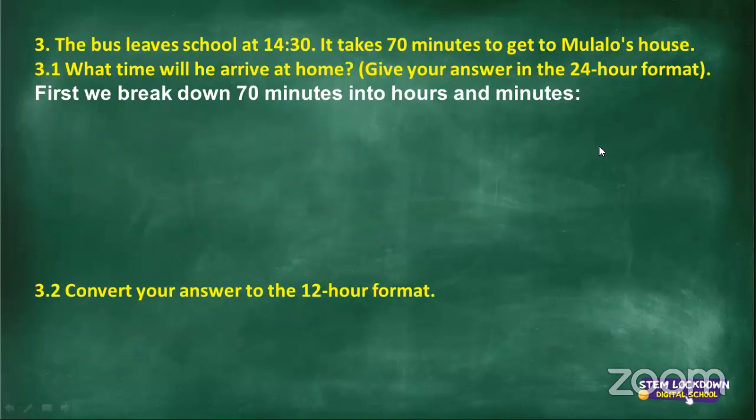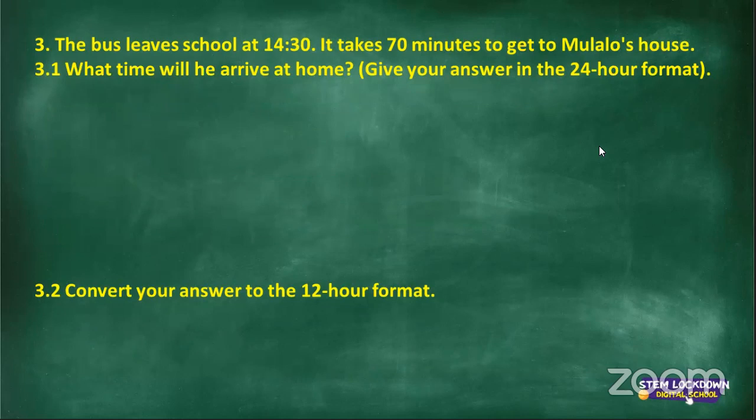So I'm doing it. The bus leaves school at 14:30. It takes 70 minutes to get to Mulalo's house. So your starting point here is 14:30. That's the first time you have. You have hours there, which is 14, and you have minutes, which is 30. Because it takes 70 minutes, you need to break that down.